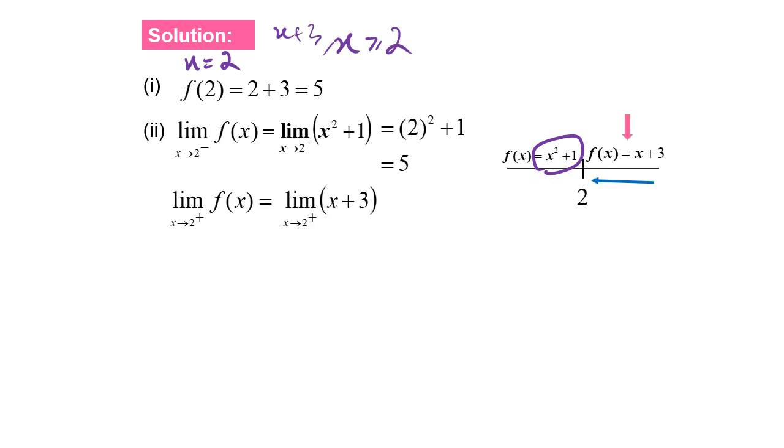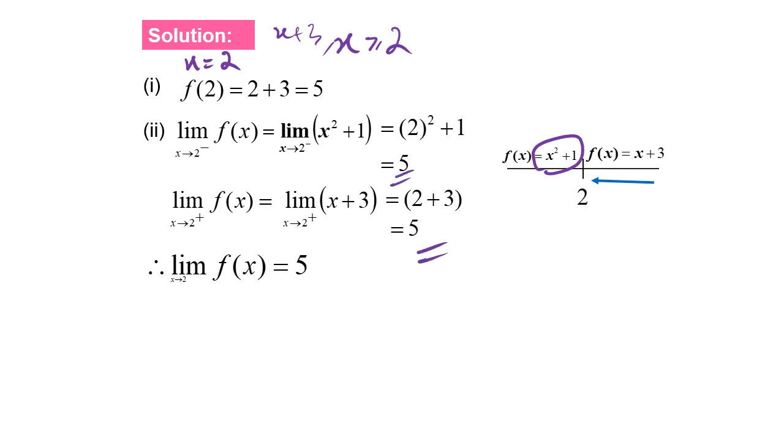So substitute the function x plus 3 as x approaches 2 from the right side. So we get 2 plus 3, which is equal to 5. So does the limit exist? Yes, the limit exists because both are the same, which is equal to 5.